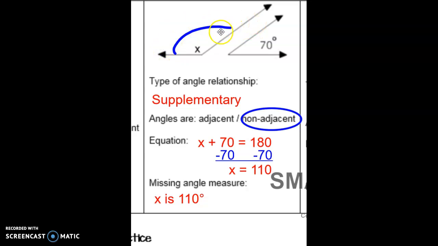This looks like an obtuse angle. Obtuse means more than 90. Our answer was more than 90, so that's a good sign. Again, we could check our work. 110, if we plug it in for x, plus 70 does equal 180.